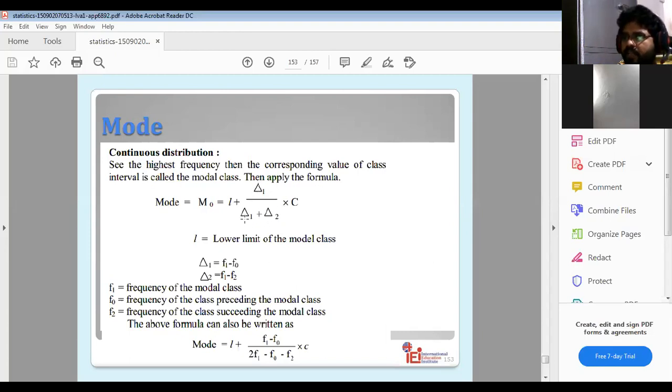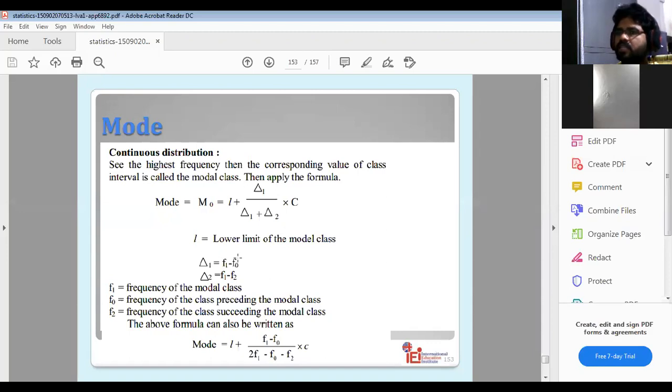So delta 1 is the absolute difference between the sample frequency of the mode and its preceding frequency of the mode. Delta 2 is the absolute difference between the sample frequency of the mode and its succeeding frequency of the mode, that is, the one after the mode. In that case, delta 1 is f1 minus f0, and delta 2 is f1 minus f2.